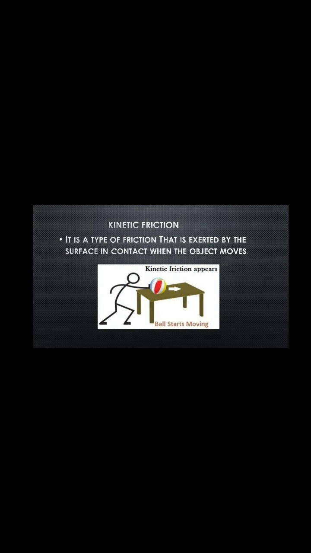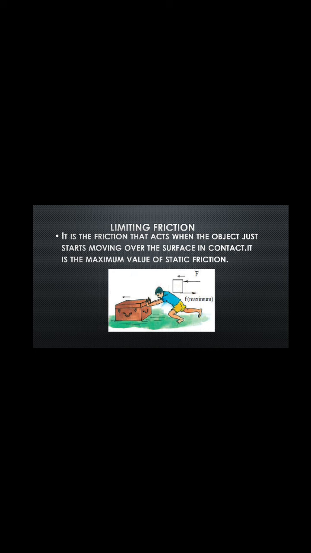Second type of friction is kinetic friction. It is a type of friction that is exerted by the surface in contact when the object starts moving, or when it moves. So kinetic friction acts on the object when it moves, and static friction acts on the object when it is at rest.